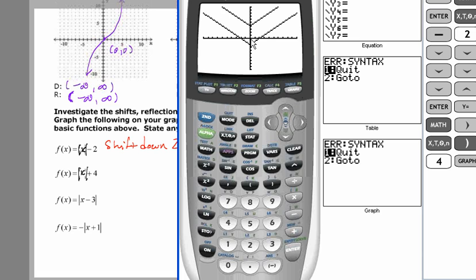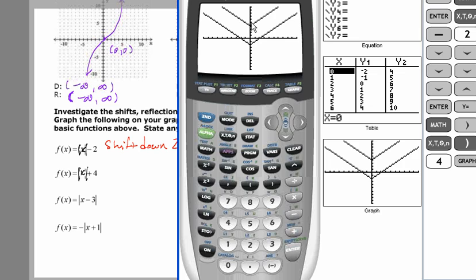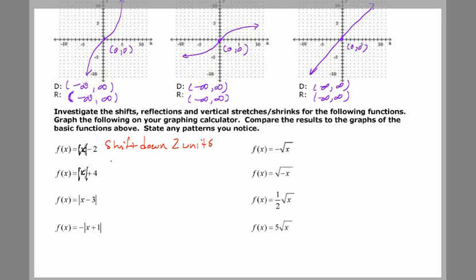So notice the minus 2 went down 2. How does that compare to this one? Well, this one from the origin went up 4 units. So what could we say here? This one shifts down 4 units.